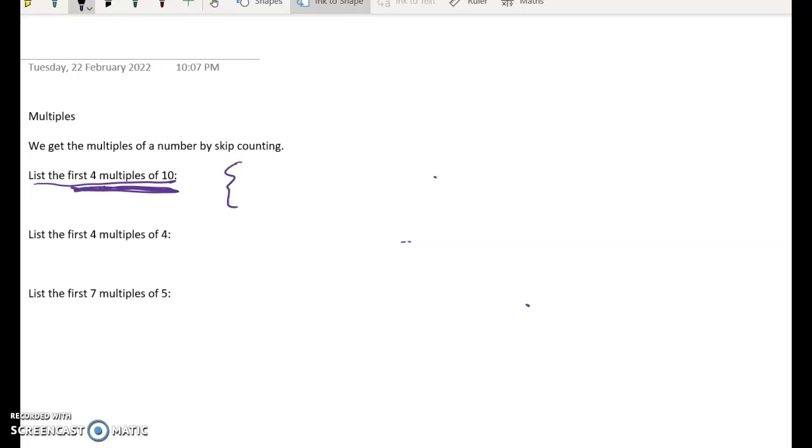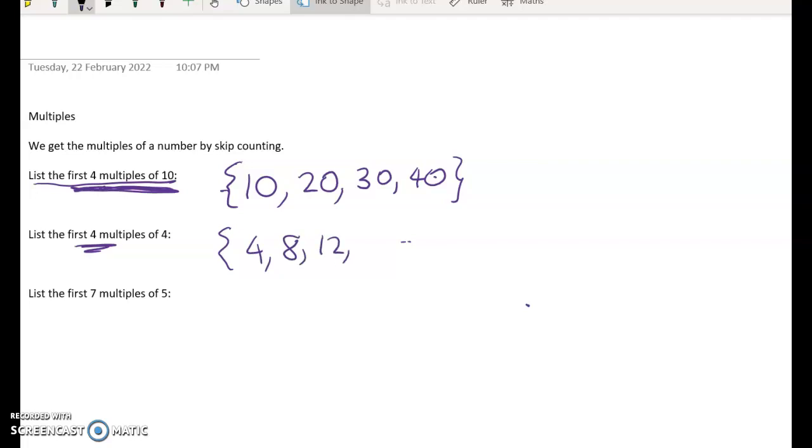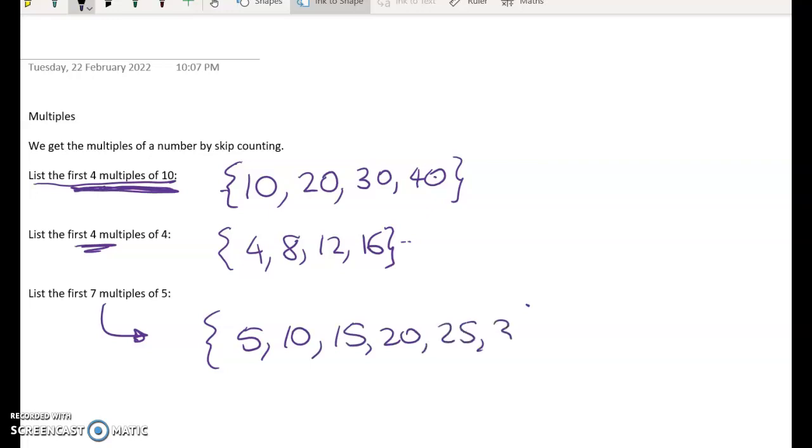So the first 4 multiples of 10, well, the first one is 10 ones. So that's 10, 10 twos, 20. So we're just going to skip count up and stop when we've got to 4. Write the first 4 multiples of 4. 4 ones are 4, 4 twos are 8, 4 threes are 12, 4 fours are 16. Now the first 7 multiples of 5 will be 5, 10, 15, 20, 25, 30, 35.